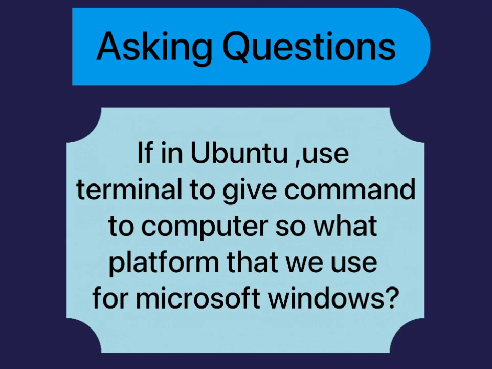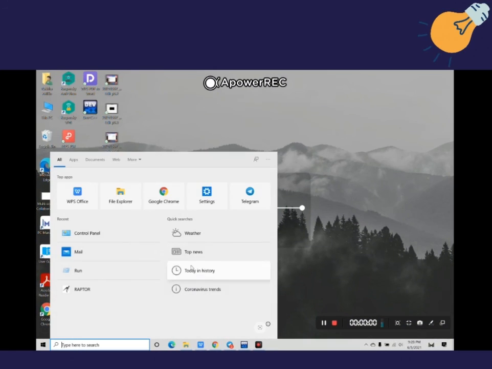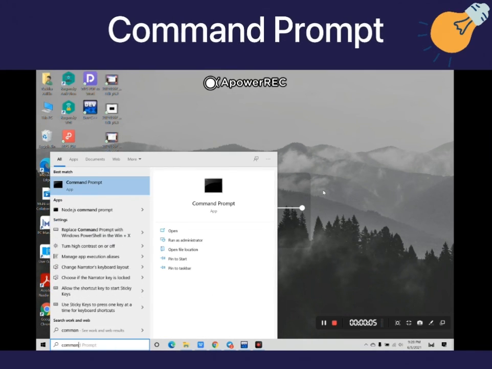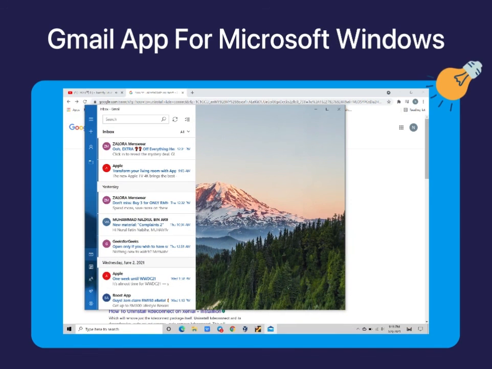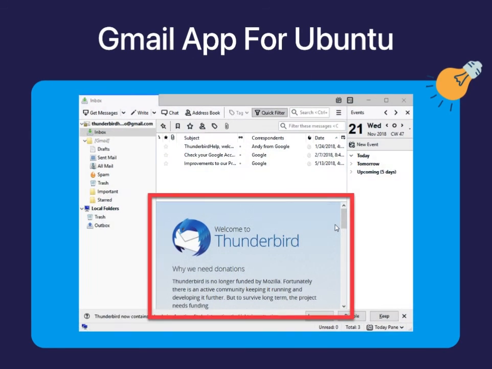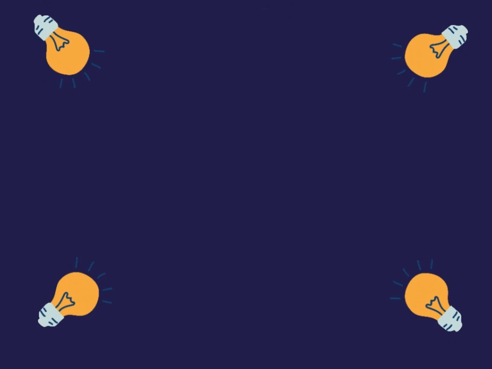Now, we continue to answer the question. The platform that we use for Microsoft Windows is Common Corporate. For the next question, the relevant application for Microsoft Windows is Gmail and for Ubuntu is Thunderbird. That's all for our group.